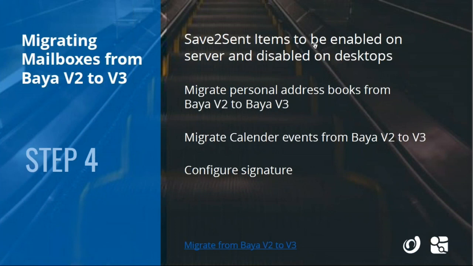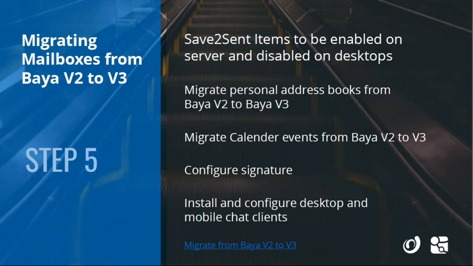So, the 4-step migration. Okay, the first step is to disable save to sent items on your desktops. Then migrate the personal address book from V2 to V3. Simply export from V2, import in V3. Similarly for calendar events, and then configure the signature. So a 4-step, very simple migration flow. Okay, that is about moving users to Baya V3.